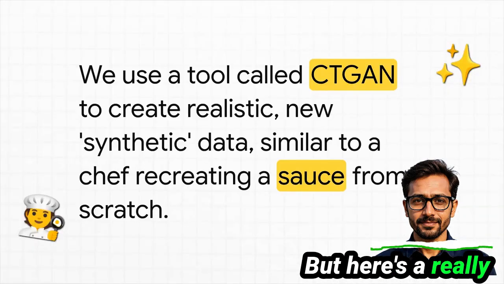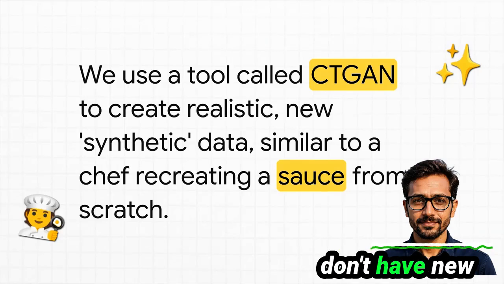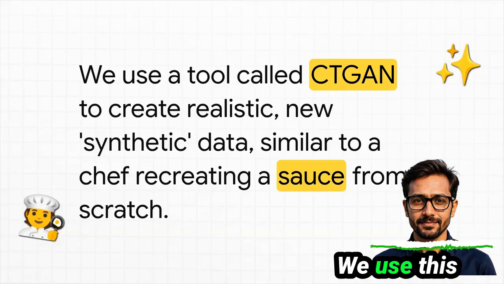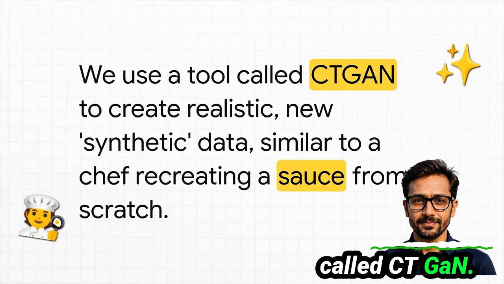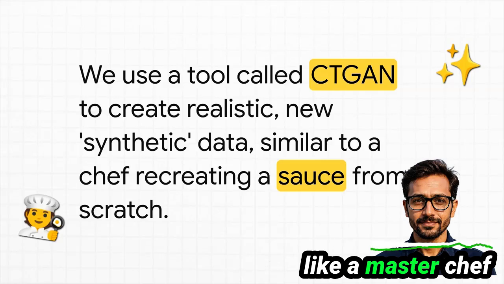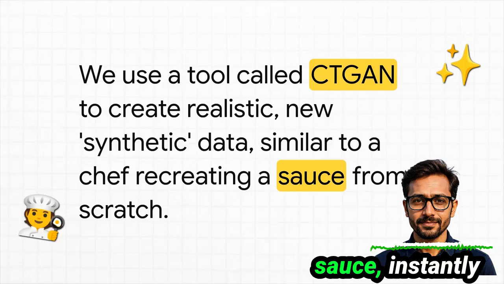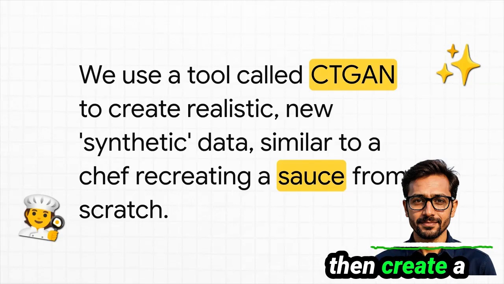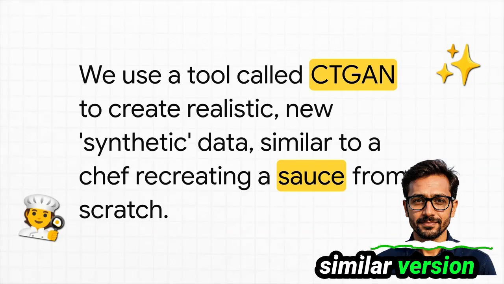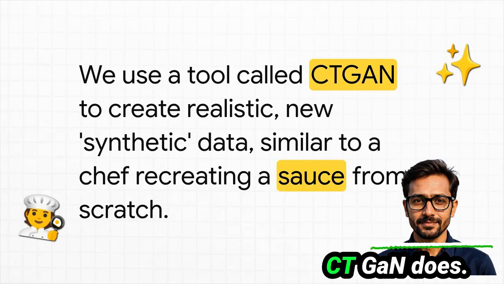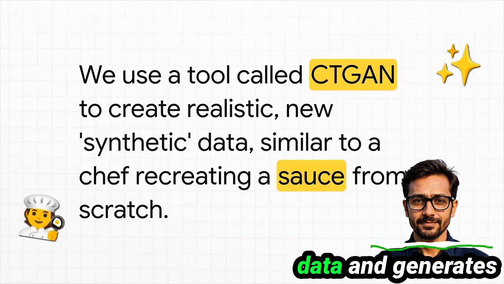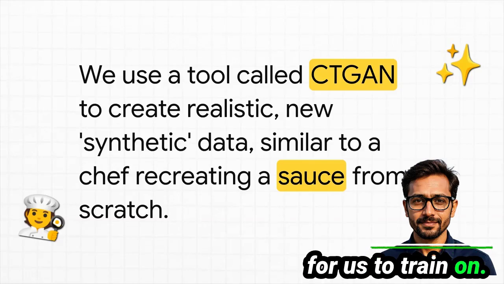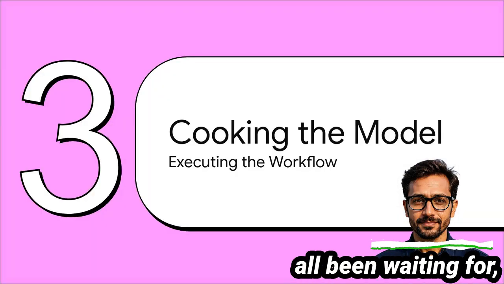But here's a really cool question. What if you don't have new real-world data? Well, we can make it. We use this really clever tool called CTGAN. The best way to think about it is like a master chef who can taste a really complex sauce, instantly understand every single ingredient and how they're balanced, and then create a brand new, totally similar version right from scratch. That's what CTGAN does. It learns the patterns in our data and generates new, realistic, synthetic data for us to train on. Amazing, right?